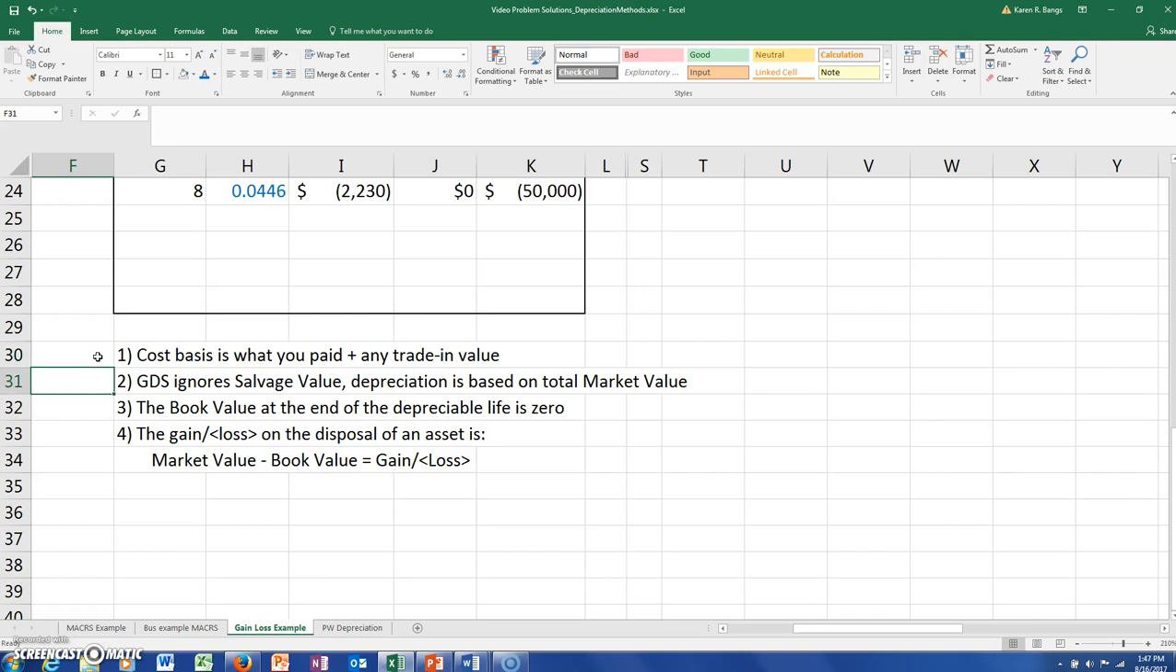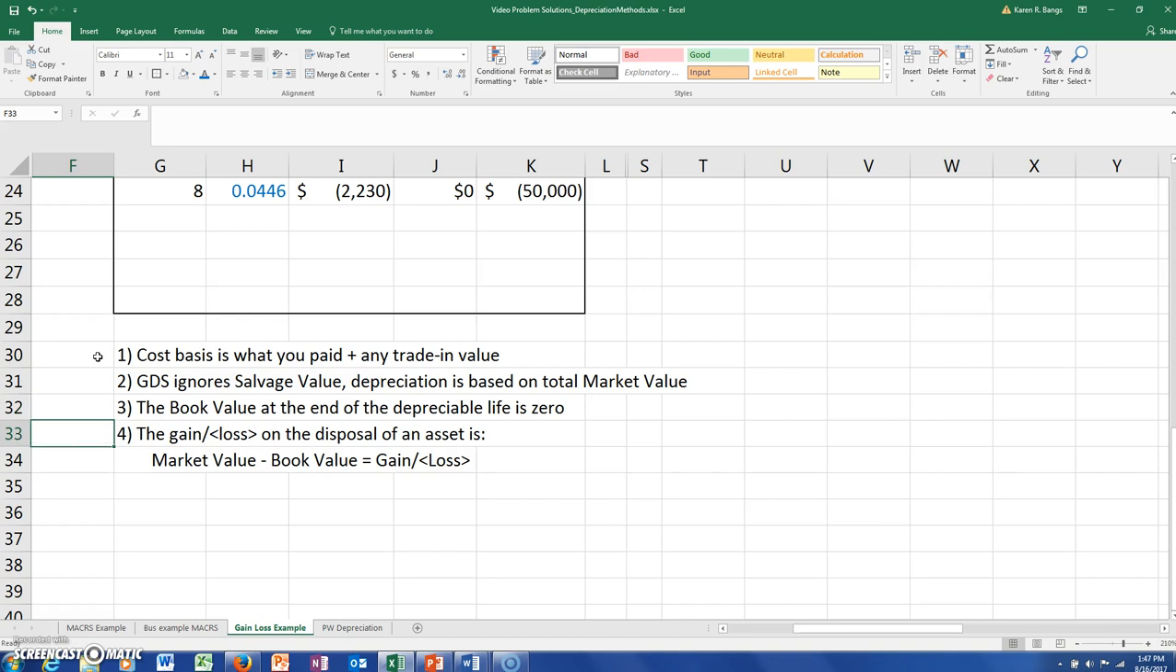The general depreciation system, any MACRS actually, whether it's ADS or GDS, ignores salvage value when calculating depreciation. Remember, depreciation is based on our total cost basis. The book value at the end of the depreciable life, no matter what the life is, 3, 5, 7, 15, 20, is 0 at the end of the depreciable life. Those are all old concepts, so those are review for us.